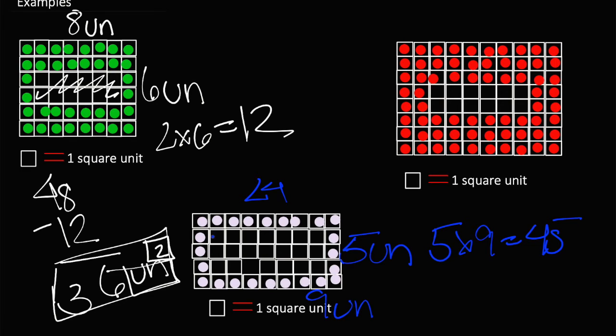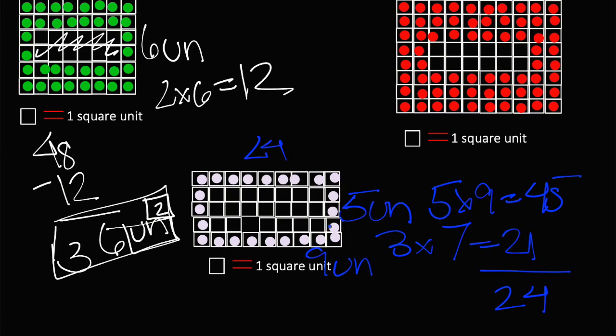And then we have to do the inside. That's going to be 1, 2, 3, 4, 5, 6, 7. That's going to be 3 by 7. 3 times 7 is 21. So we're going to do 45 minus 21. It's going to be 24. That's what we got right here. 24 units by counting and 24 by doing the multiplication. But it's going to be units squared, remember, because it's area.